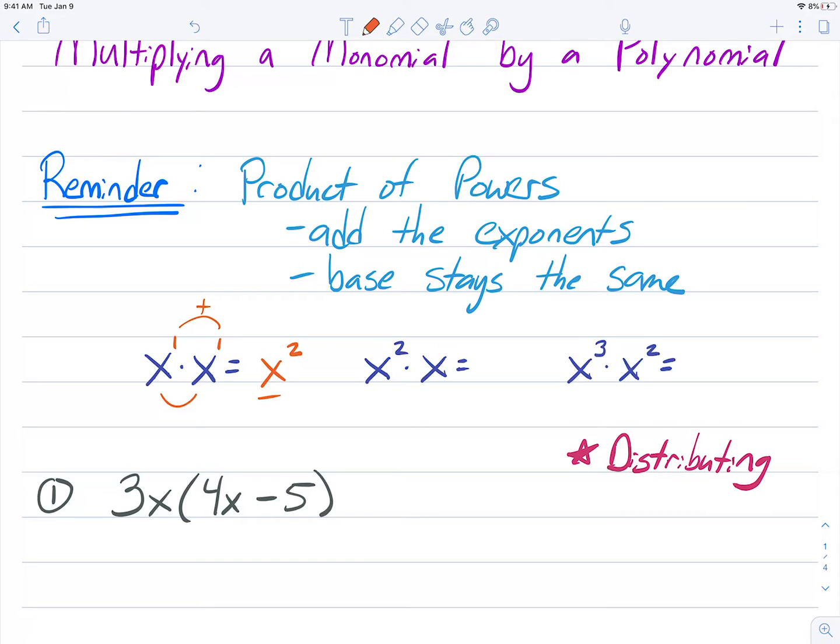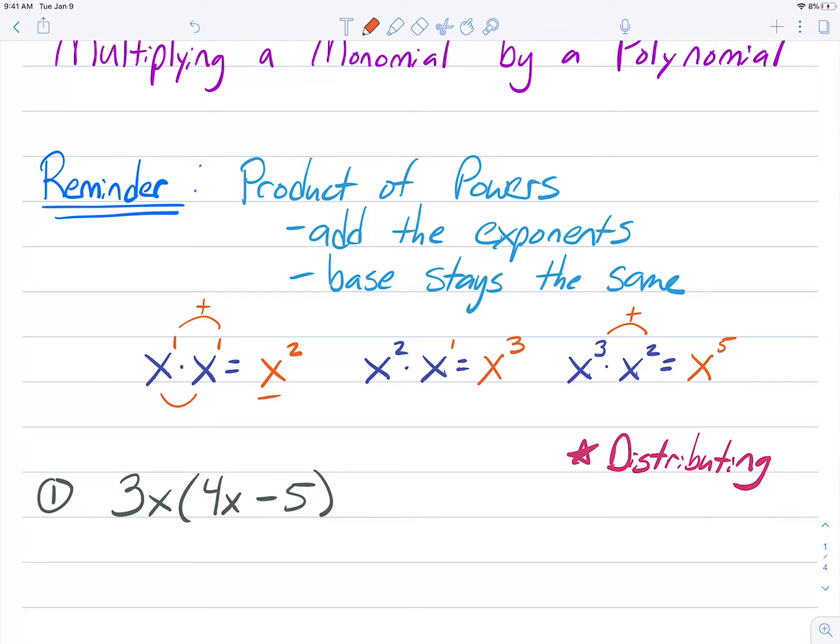So x to the second times x would be x to the third power, because again, that's like a little invisible 1 right there. And lastly, x to the third times x to the second would be x to the fifth power, because 2 plus 3 is 5. So we're going to be doing that with distributing.